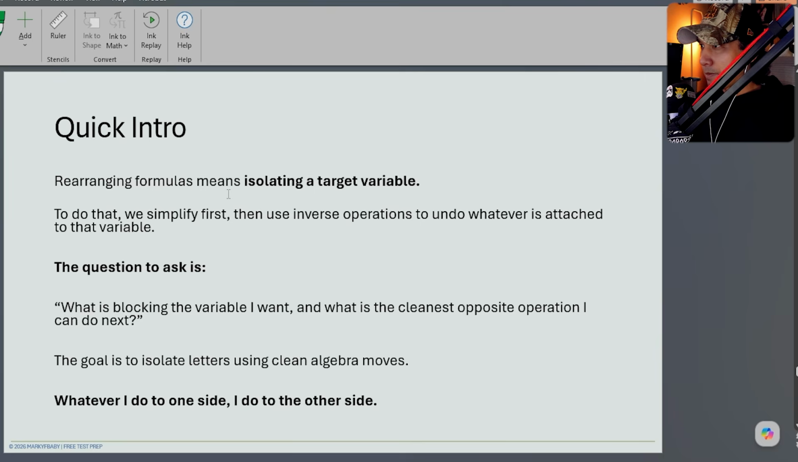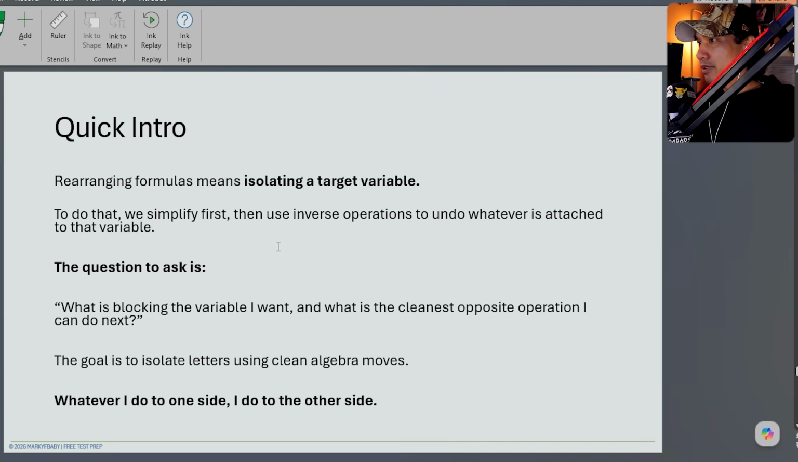Rearranging formulas means isolating a target variable. To do that, we simplify first. Then use inverse operations to undo whatever is attached to that variable. The question to ask is, what is blocking the variable I want? And what is the cleanest opposite operation I could do next?